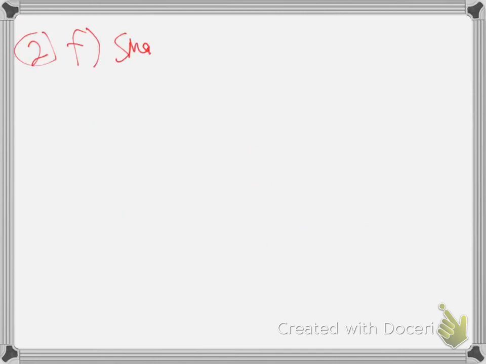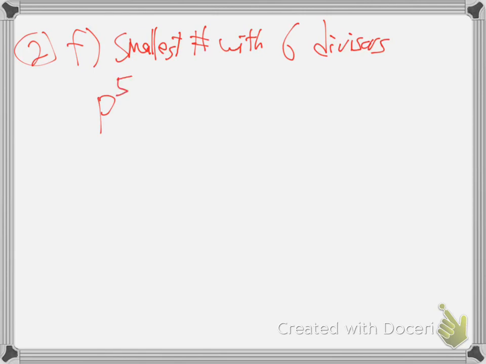2F, smallest number with 6 divisors. Smallest number with 6 divisors. Now, there's more than one model, template. There's P to the 5th, of course. Any prime to the 5th power will end up having 6 divisors. Absolutely. That's one way to make 6. But there's another way to make it. There's 2 numbers that can multiply to be 6. That wasn't the case for 5. There's only one way to make 5, 1 times 5. You know what I mean? That's why 5 only had one model. 4, though, had 2 ways to do it. 2 times 2 or 1 times 4.